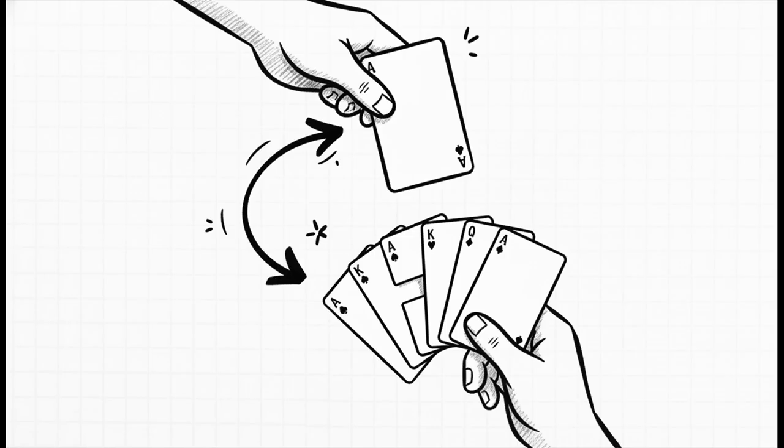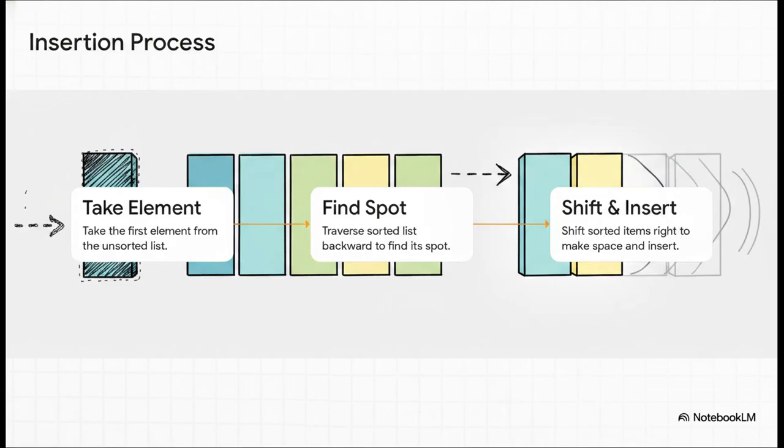Seriously, imagine picking up a new playing card from a deck. You look at the cards already in your hand from right to left, and you slide that new card into its perfect sequential slot. It actually looks backwards through the elements you've already sorted. It shifts the larger numbers to the right just to open up a perfect, snug little gap for the new insertion. This means every time it picks up a new number from the unsorted side, the sorted side briefly expands and makes room for the new arrival.